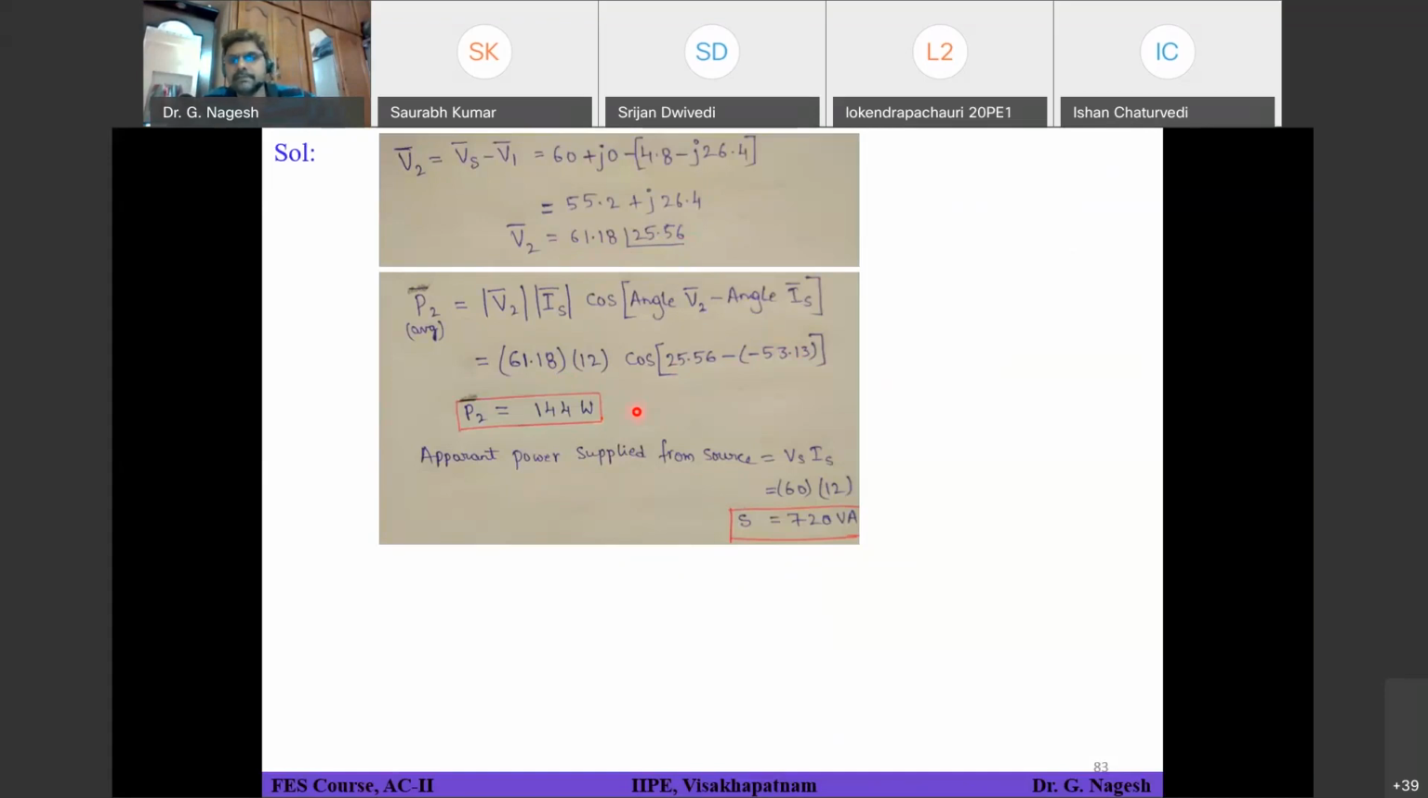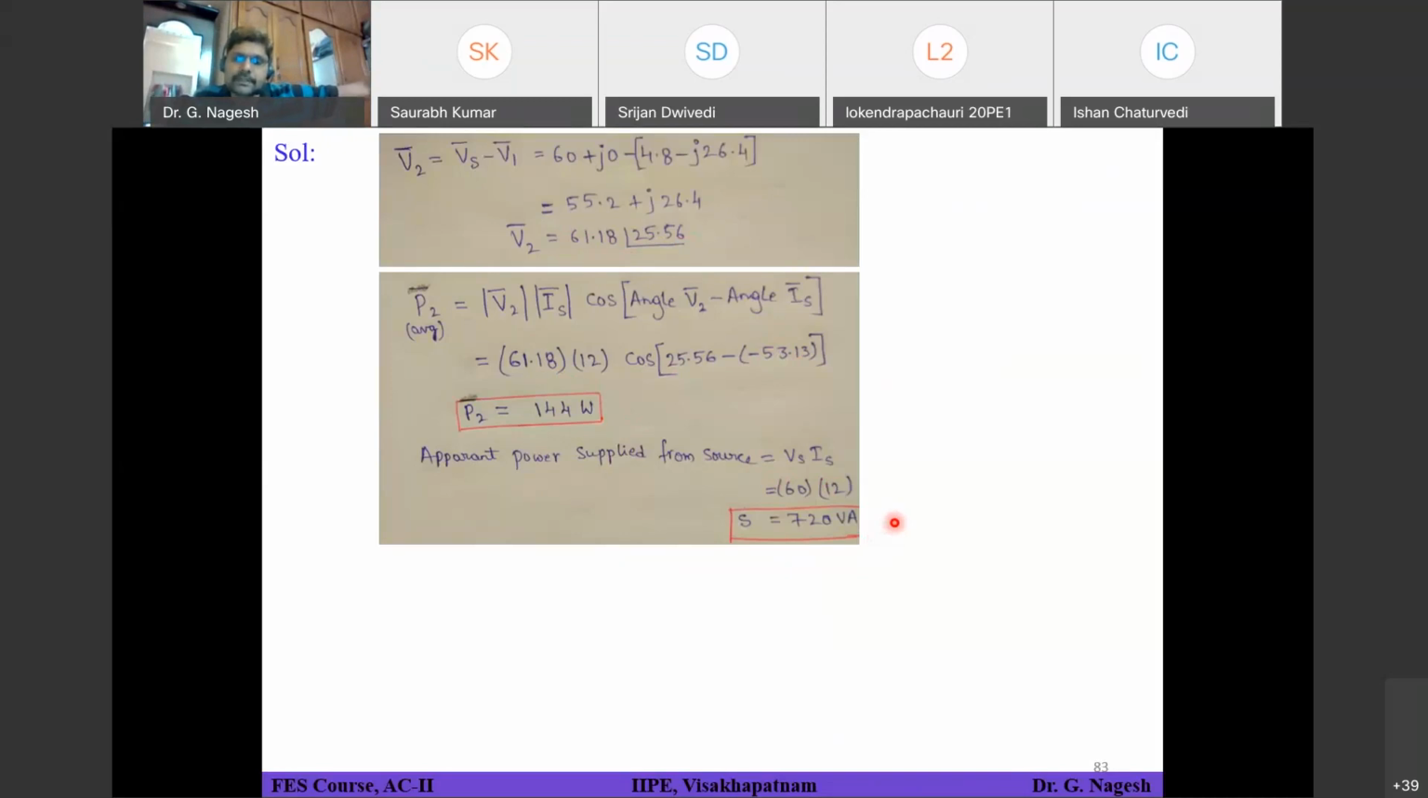Remember, apparent power is always denoted with S. Okay, so you remember that apparent power is denoted by S. So the apparent power value will be 60 into 12, which is 720 volt amperes. Correct? Is it clear to everyone?